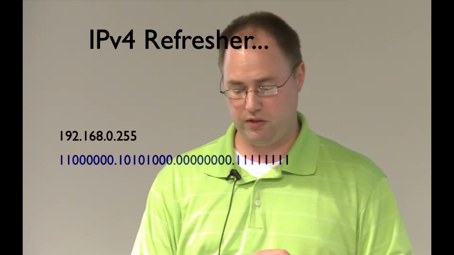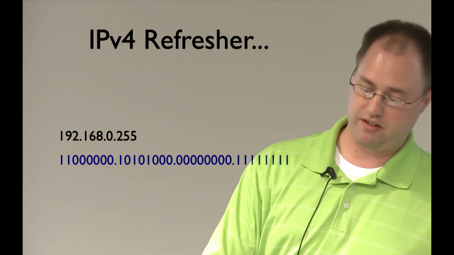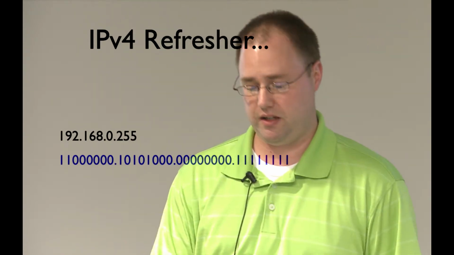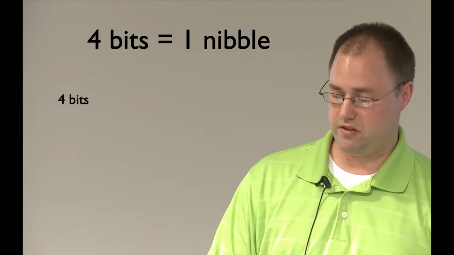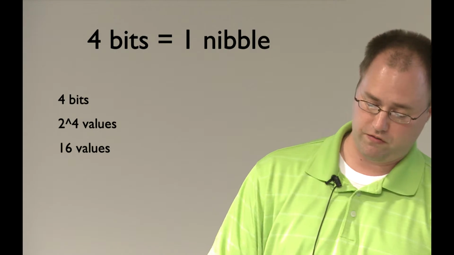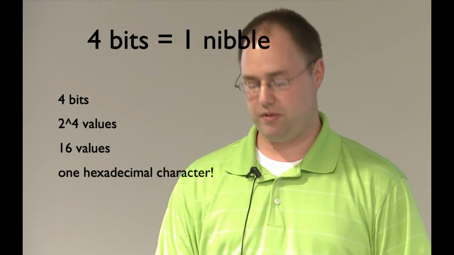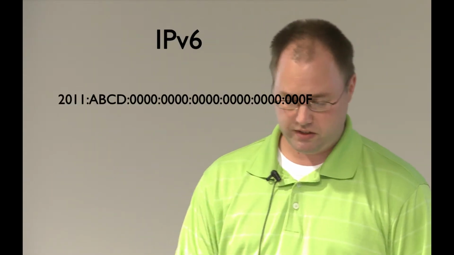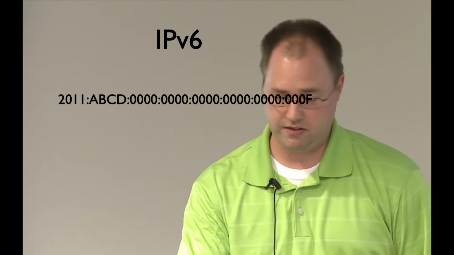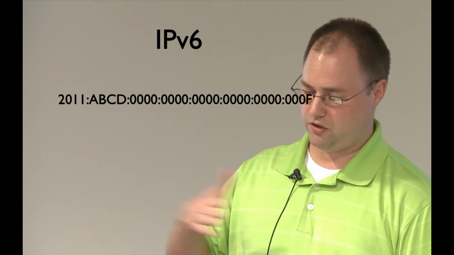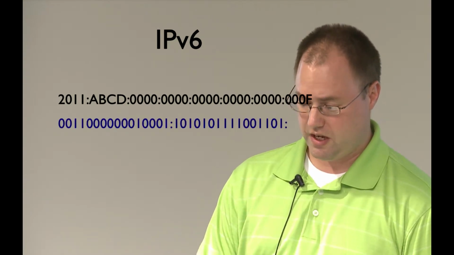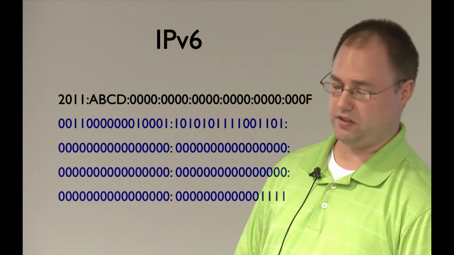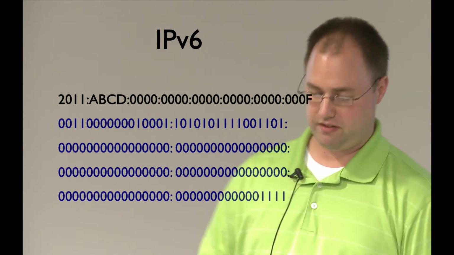So V4 refresher really quick, right? 32 bits. We take 8 bits at a time and represent them as an octet, right? So it's a number 0 to 255. 4 bits is a nibble, right? Which is 2 to the 4th values, which is 16 values, which happens to be 1 hex character. So V6 represents addresses as hex characters. So it breaks out the 128 bits into nibbles, right, every 4 bits. So a V6 address looks like that. It is long.